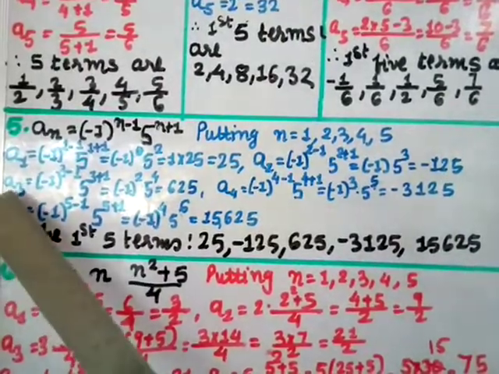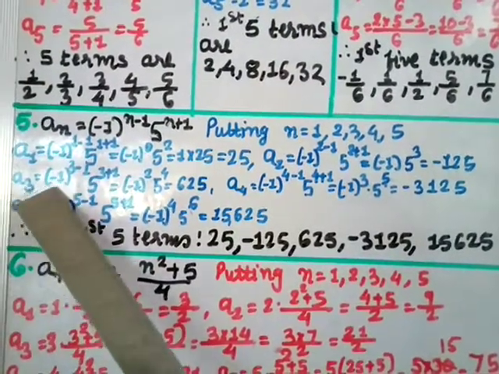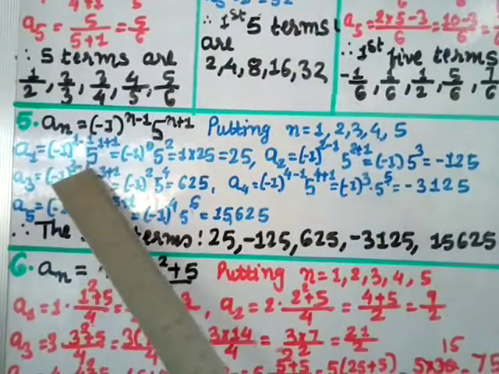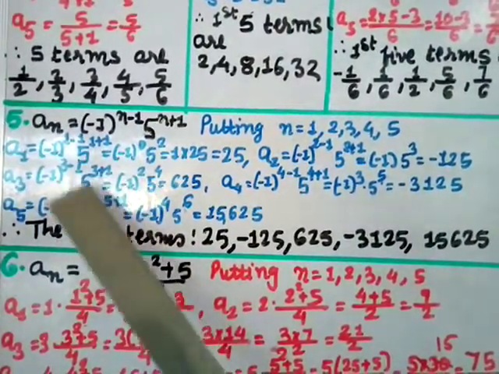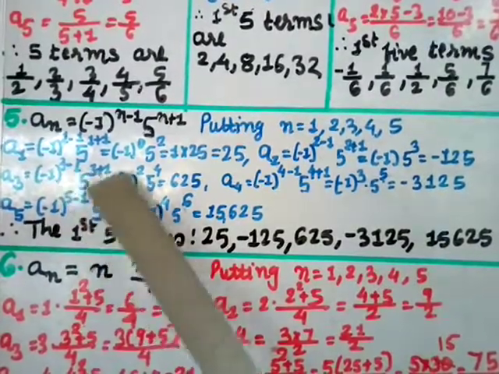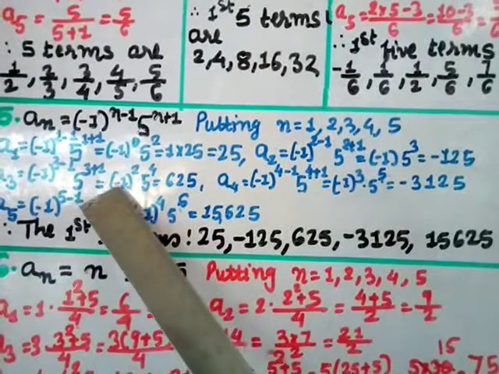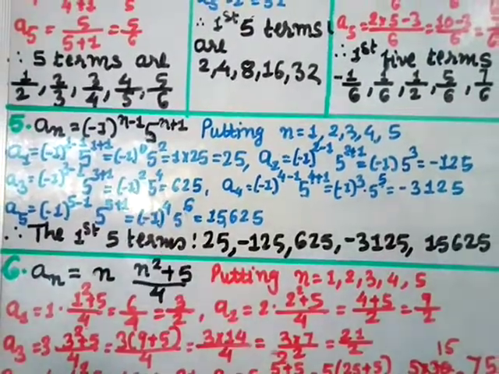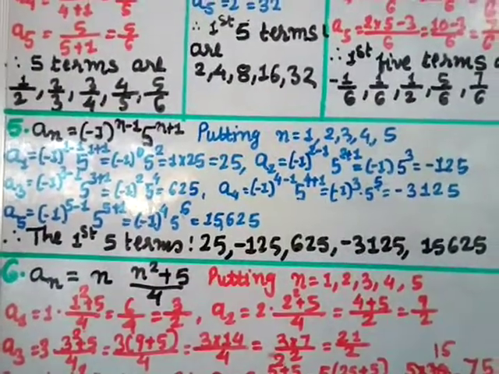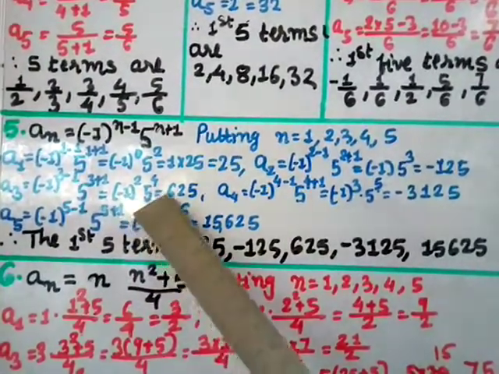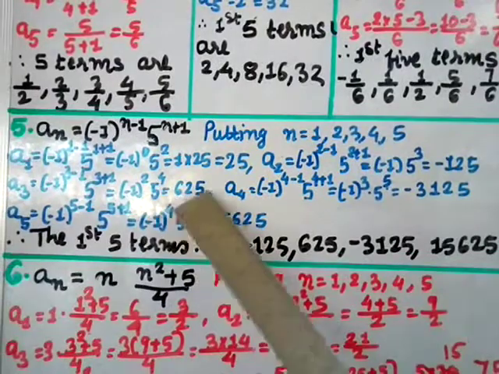Put n equal to 3. So a3 equal to (minus 1) power n minus 1, so 3 minus 1, into 5 power n plus 1, so 3 plus 1, equal to minus 1. 3 minus 1 is 2 and 5 power 3 plus 1 is 4. Minus 1 power 2, see, a negative number has got an even power, 2 is an even number, so the value will be positive. So minus 1 into minus 1 will give you plus 1. So no need to write the sign, and 5 power 4 is 625.